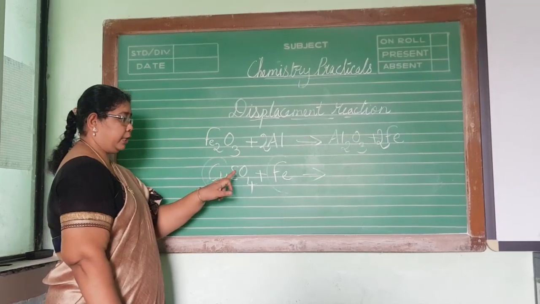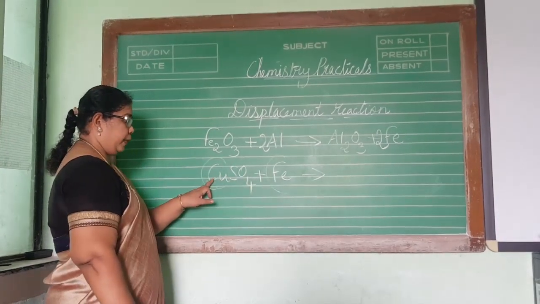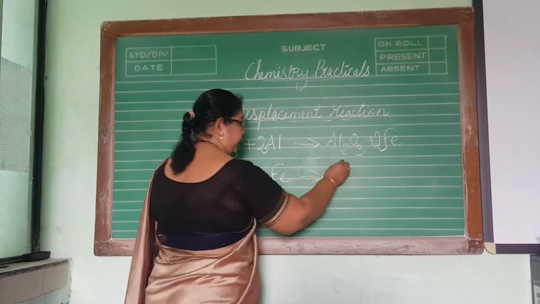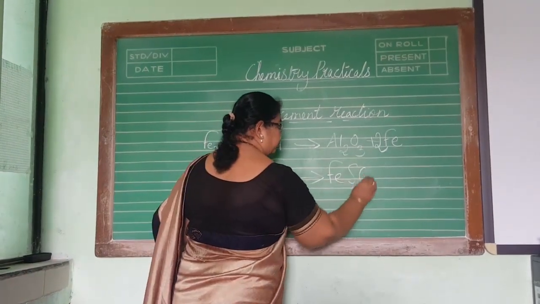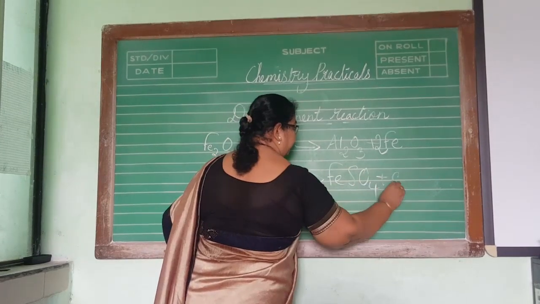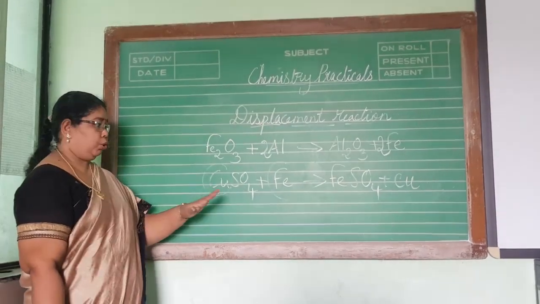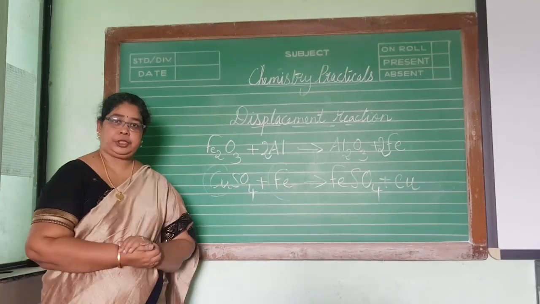So how does the displacement take place? Iron will displace the copper. So what is left? You will get iron sulfate, FeSO4, and copper will be displaced. So through the practical, I will show you how this displacement reaction takes place. I am going to take copper sulfate. We are going to take two reactants, one is copper sulfate and another one is iron.